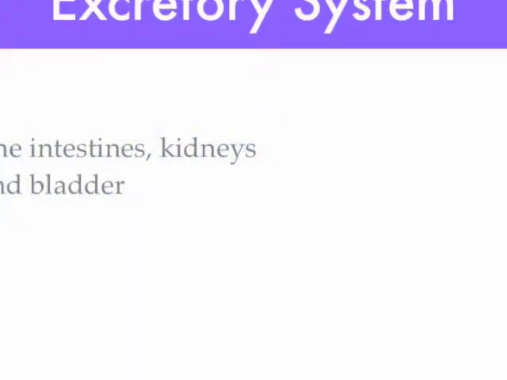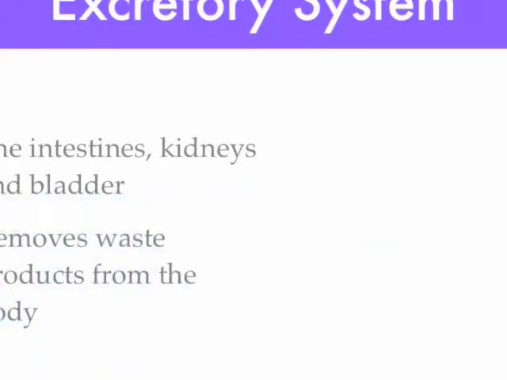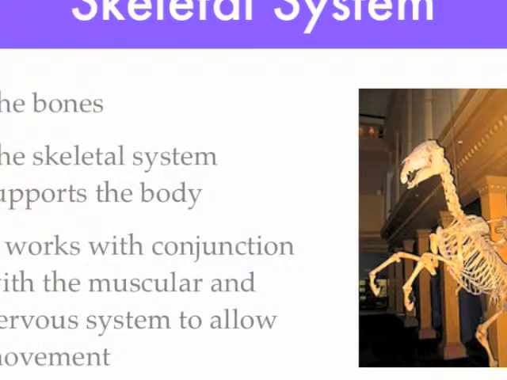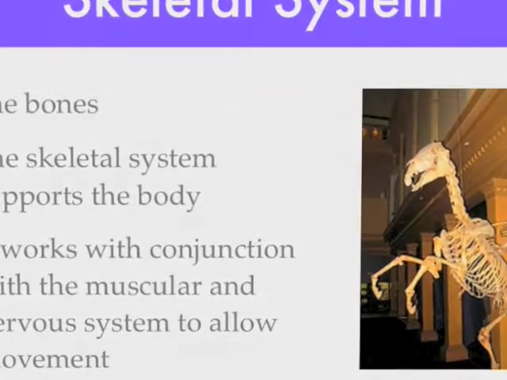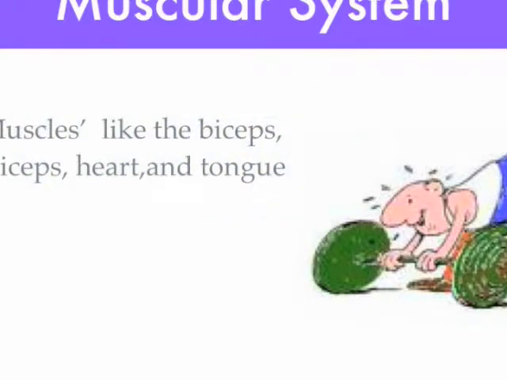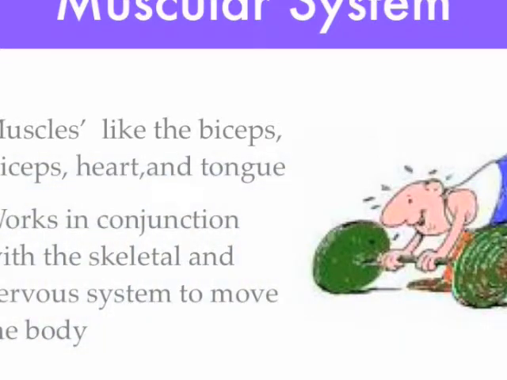The excretory system. This is your intestines, kidneys, and bladder. It removes waste products from the body. The skeletal system. This is your bones. The skeletal system is what supports your body. It works in conjunction with the muscular and nervous systems to allow movement. The muscular system. The muscles are like the bicep, triceps, heart, and tongue. It works in conjunction with the skeletal and nervous systems to move the body.